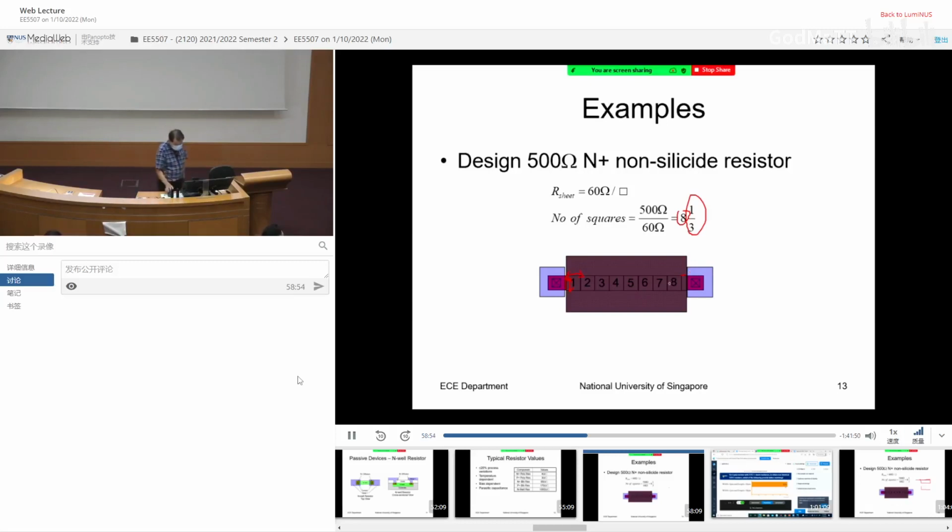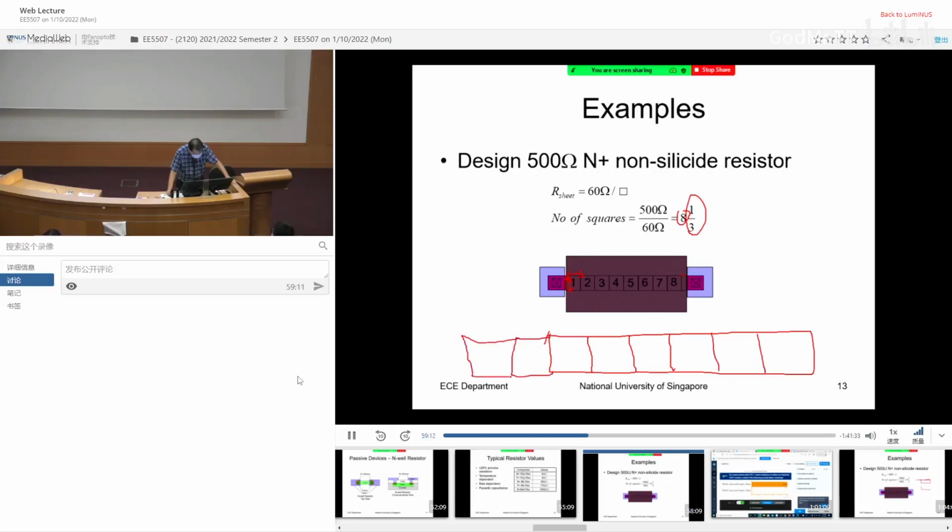So you can also form the resistor differently. Let's say now I do a bigger resistor. Your square now is bigger. 4, 5, 6, 7, 8. And then another 1/3. So these two resistors, one has smaller area, one has larger area. They both give the same resistance.